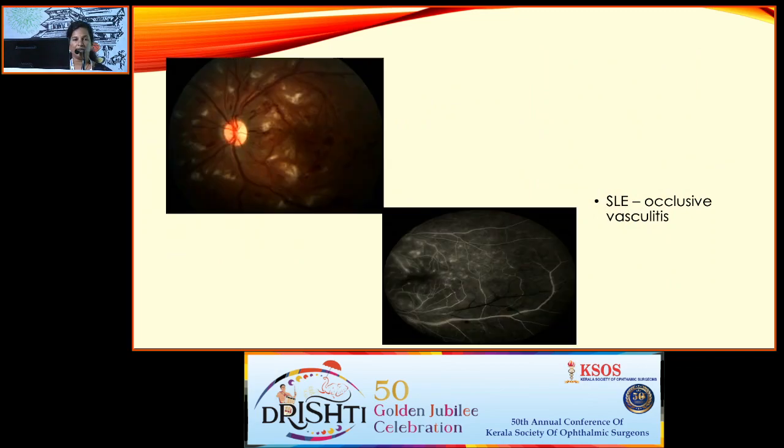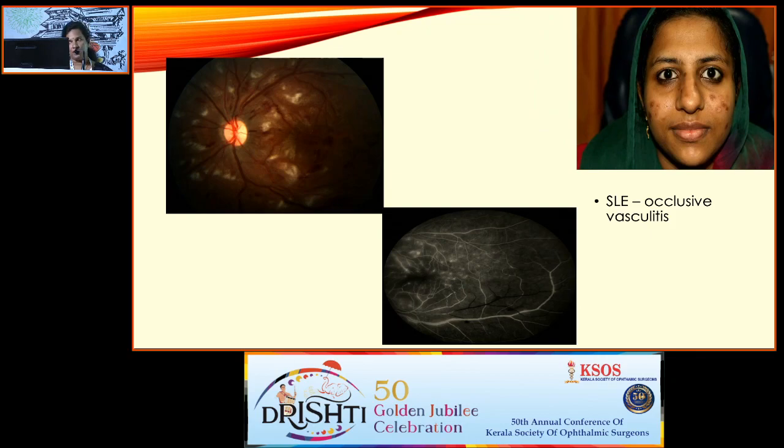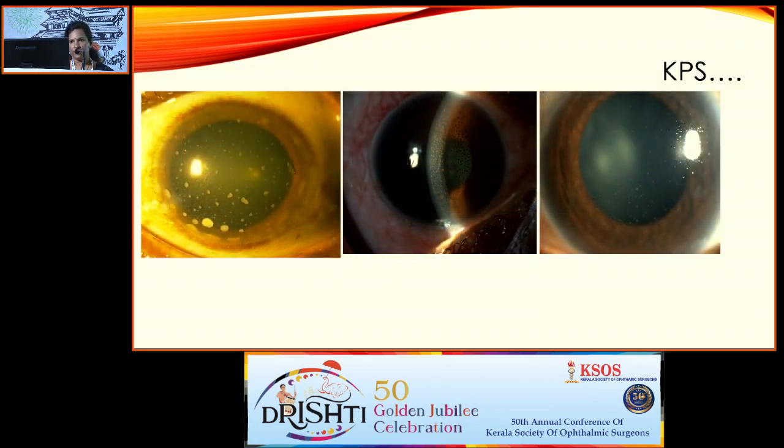Another patient with bilateral occlusive disease, occlusive vasculitis with malar rash. Again, send the patient to a rheumatologist for SLE evaluation and treatment. Another patient with granulomatous uveitis, candle wax dripping and snowballs with skin lesions. Refer to a pulmonologist or rheumatologist for evaluation of sarcoidosis and further treatment, and monitor the ocular condition.